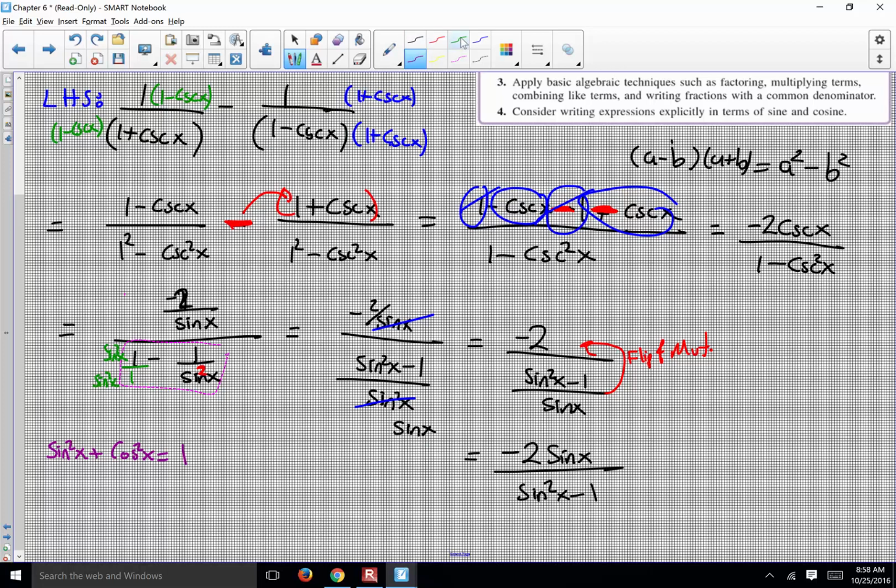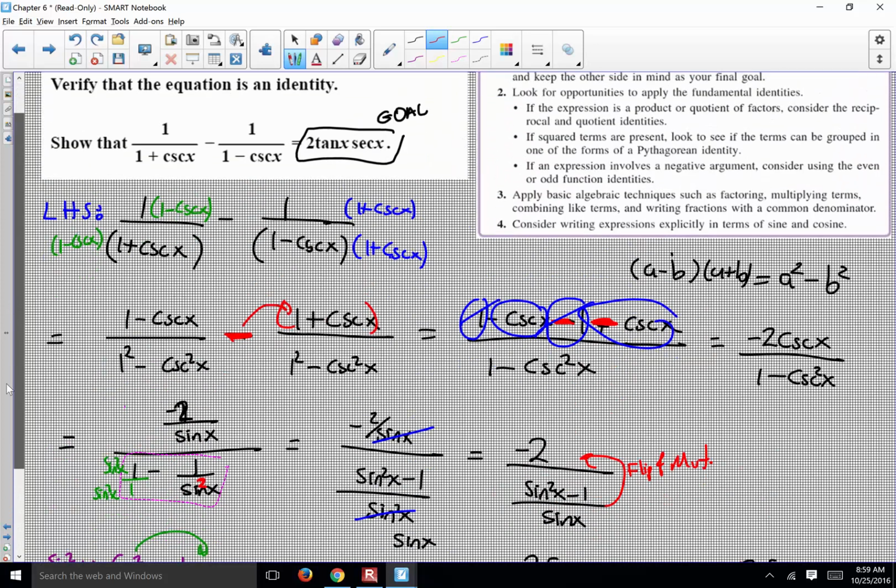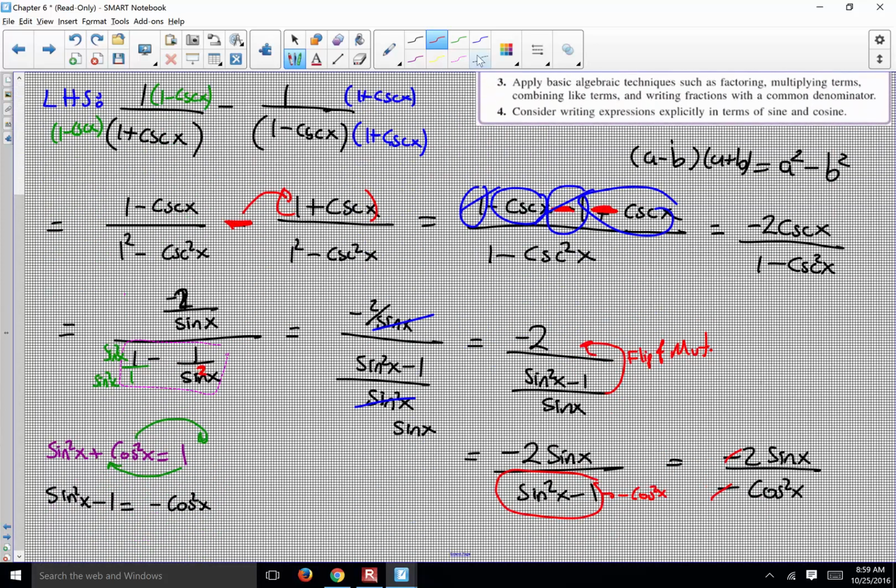Alright, you're close. The bottom is, move this guy here, move that here. Look, you have the bottom. Sine squared x minus 1 is minus cosine squared x. So this guy is minus cosine squared x. Alright. Oh, by the way, minus and minus cancel. That's okay. What is our goal again? Tangent, secant. I need to get 2. Alright, I got 2. Good news.